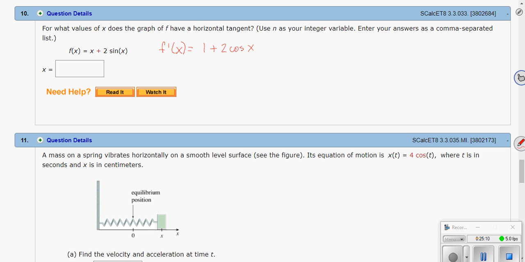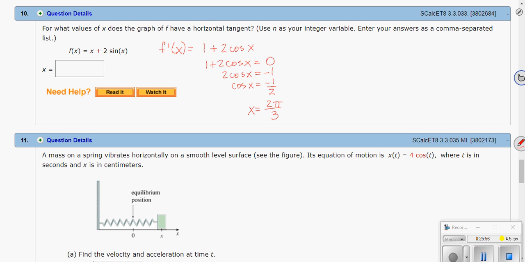Now, again, if it's horizontal, the slope has to be 0. So we're going to set 1 plus 2 cosine x equal to 0. That means 2 cosine x equals -1, or cosine of x equals -1/2. Well, when does that occur? First of all, remind yourself that cosine is negative in the second and third quadrants. If you put the arc cosine of -1/2 in your calculator, it gives you 2 pi over 3.